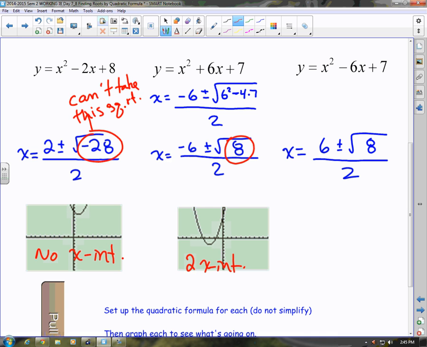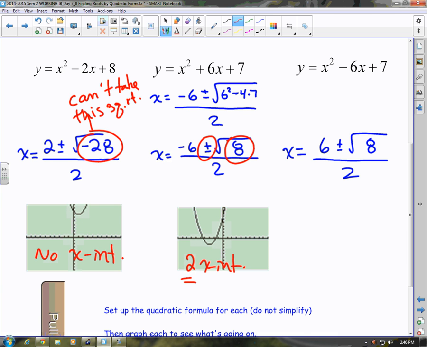Now, is it possible to take the square root of 8? Yeah, right? In other words, yes, we can take the square root of 8, or we can at least simplify it. We know that it's going to be somewhere between 2 and 3. And what are you going to do with that number after you get it? Well, you're going to do 2 things. You're going to add whatever that is, and you're going to subtract whatever that is, and that's why you get 2 different x-intercepts.